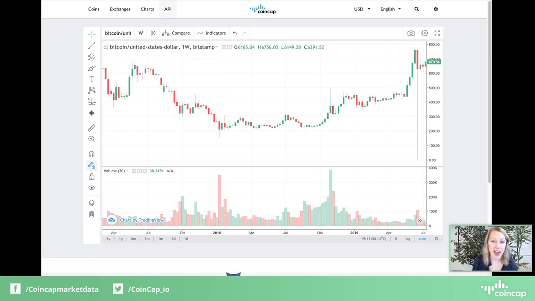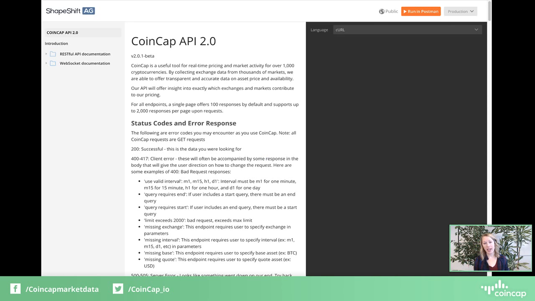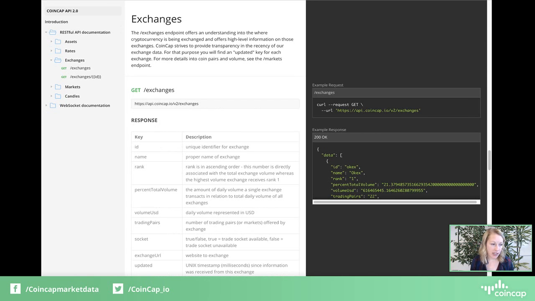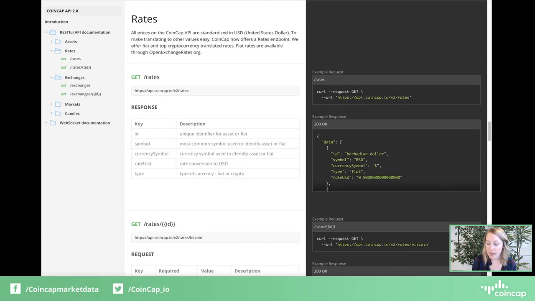Last thing, API. If you guys are developers, check out our API docs. It's a great way to integrate CoinCap data into your platform. We can tell you all about prices and rates and exchanges, pretty much anything that you saw on the website here. You can get that data and integrate it into your website.